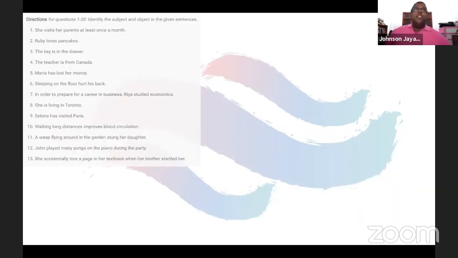Right, here's an exercise for you. Directions, questions 1 to 20: identify the subject and object in the given sentences. I'll give you about 5 minutes, so quickly go through this. Once you're done, please put your thumbs up so I know that you've completed. Then we can have a look at the answers.